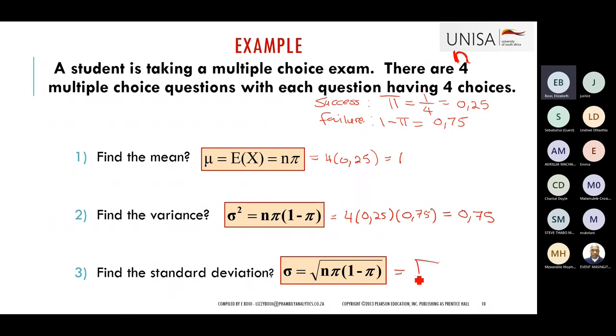We know that the standard deviation is the square root of your variance. I don't have to rewrite it underneath the square root, we already calculated it, I just use the answer. And what is the answer? 0.866, and that is your standard deviation. And that is how you calculate the mean, the standard deviation and the variance of a binomial distribution.